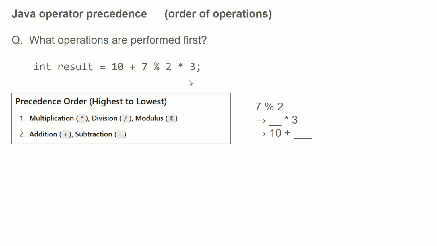Did I put an answer here? No. So 7 mod 2 would be the remainder if you divide 7 by 2. So that gives us 1. Then 1 times 3 is 3. Then 10 plus 3 is 13. So the answer here should be 13.